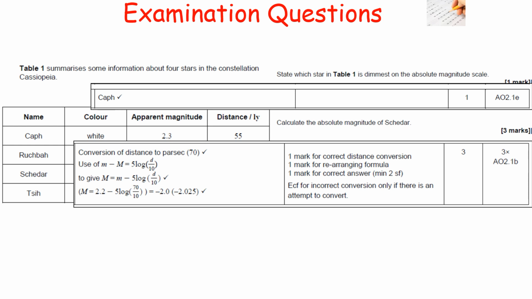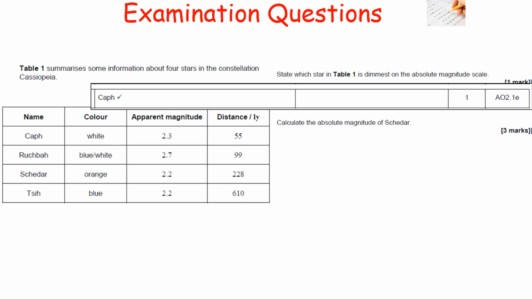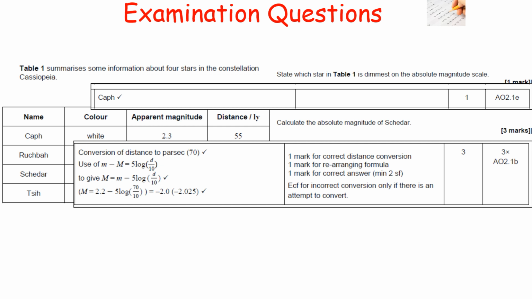So remember, there are 3.26 light years in a parsec. So you divide your value given on the table, which is 228, by 3.26 to get your value of distance to be 70. You've got your apparent magnitude. You can work it all through, make big M the subject, and you get your value out to be minus 2.0, which means it's an extremely bright star because it's a negative value.